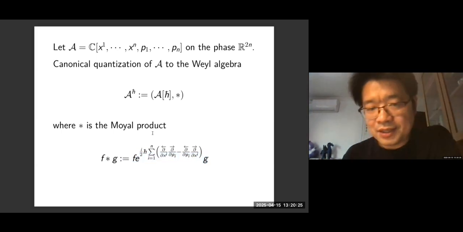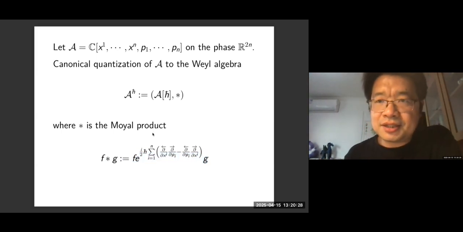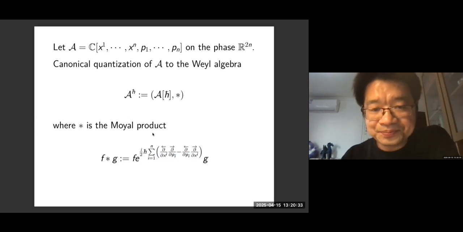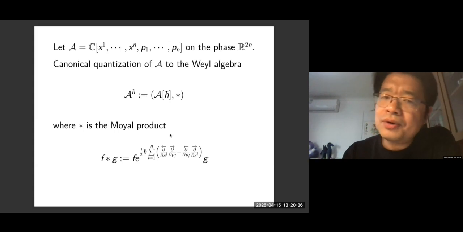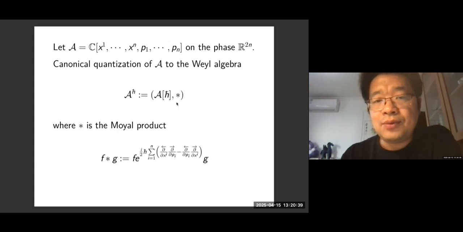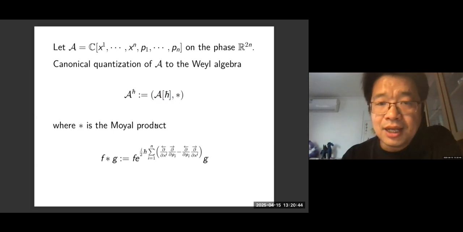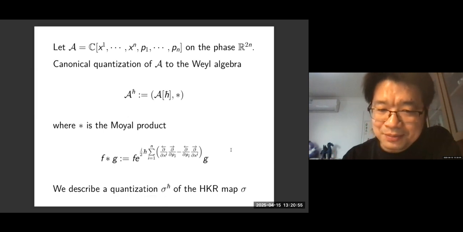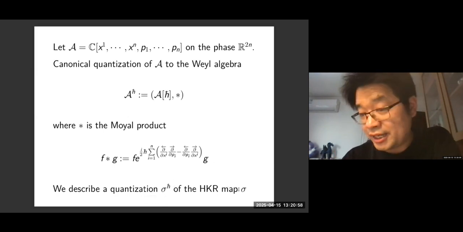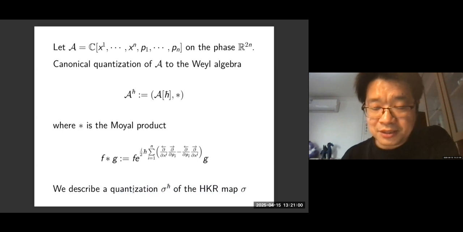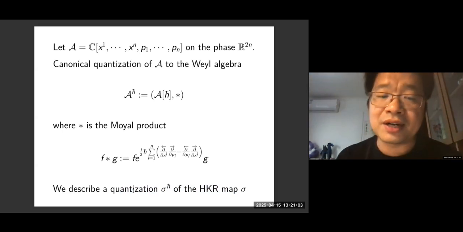So this is the Moyal product. It's a very standard thing for understanding quantization on the phase space. Then you may ask the question: suppose in the quantum world, I want to understand the Hochschild homology of this Weyl algebra. And this is supposed to give a quantization of whatever we just described. And how this works, I would describe a quantization of the HKR map from the quantum correlation function I just described.